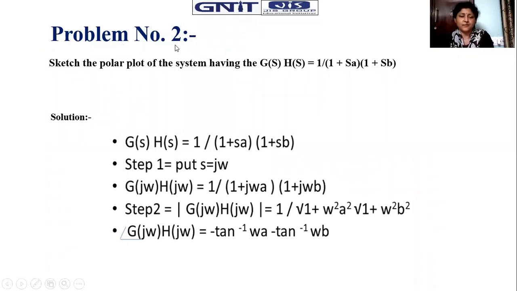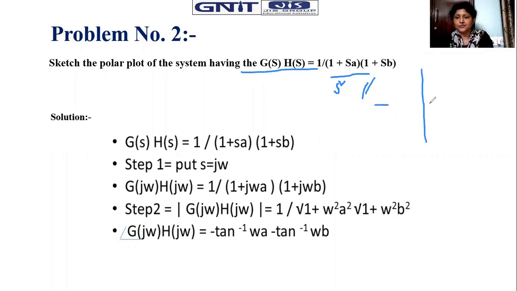Now, what is problem number 2? Sketch the polar plot of the system having G(s)H(s) equals 1 divided by (1 plus sA) into (1 plus sB). What does it mean? It is a second order system, as below there are two poles. S square is the highest power of s in the denominator polynomial, reflecting a second order derivative relation between input and output, and that is why it appears after Laplace transformation. So it is a second order system.